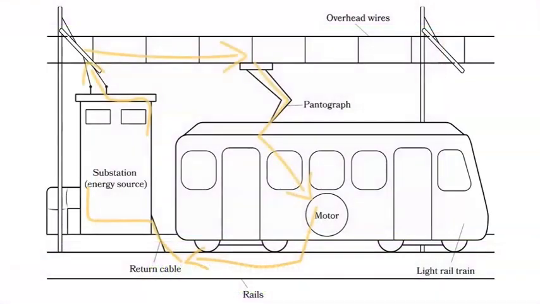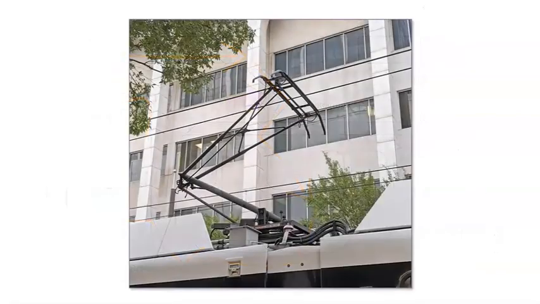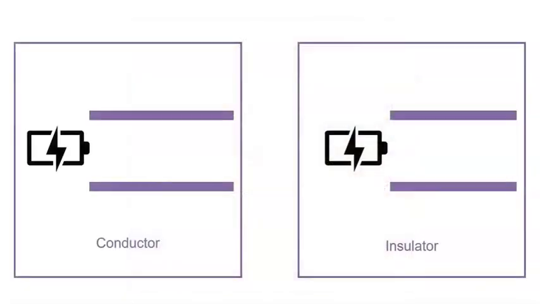In our last lesson, we traced the flow of electricity through a light rail train system. We learned that the pantograph helps create a closed circuit. That makes me wonder what types of materials someone could use to make a pantograph. Remember that a conductor is a material through which energy travels easily, and an insulator is a material through which energy does not travel easily.